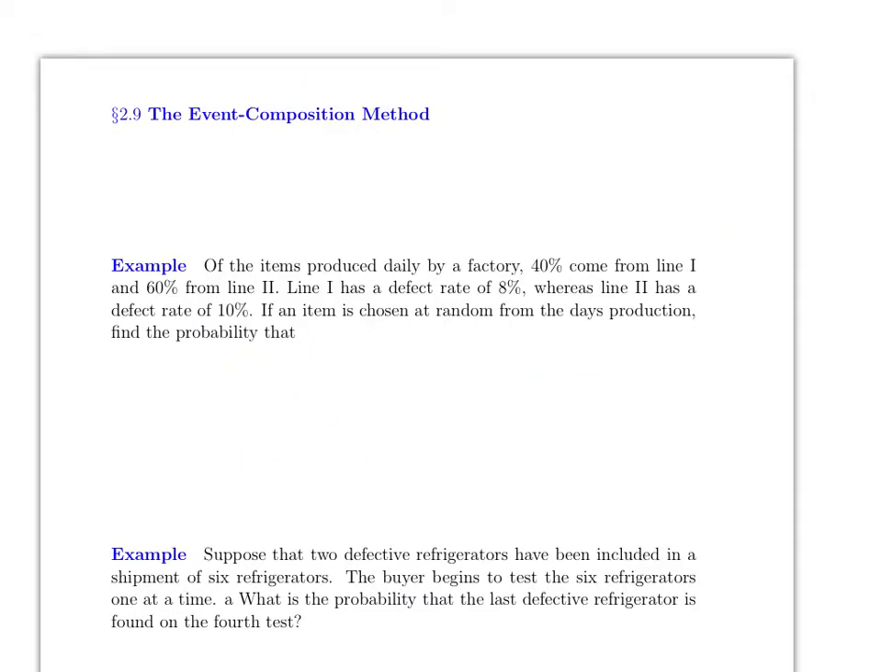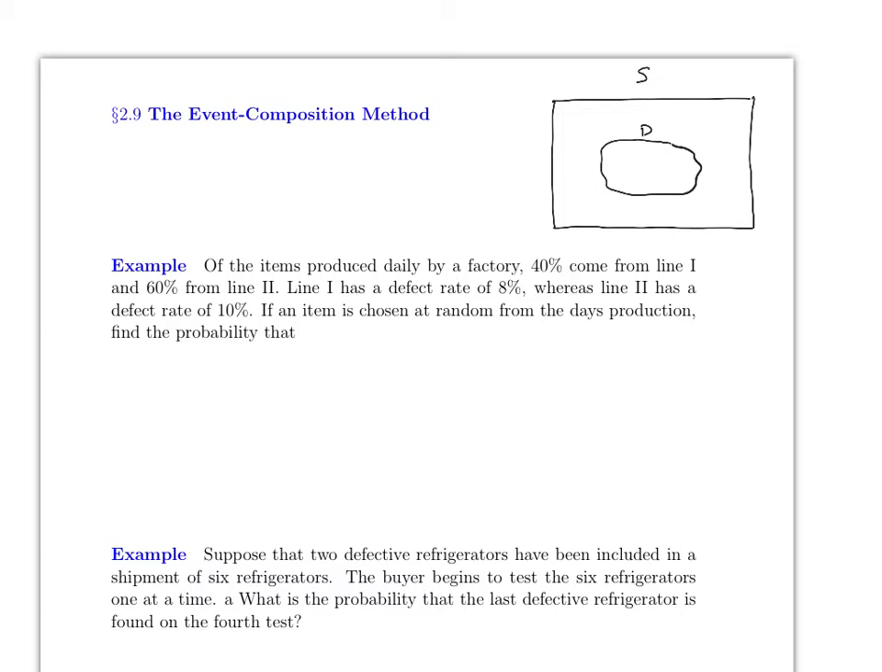Alright, so now let's go to section 2.9, which is called the event composition method to find probabilities. The idea is pretty simple, and this is going to be the basis for the next section too. So you have the sample space, and let's say you have some event. Let's just call the event D for lack of a better name. And the event you want to figure out is D.